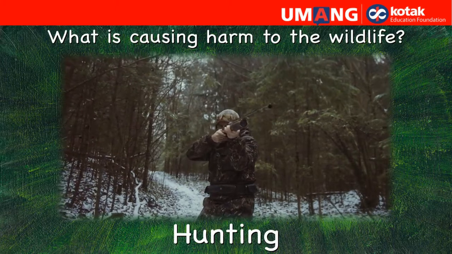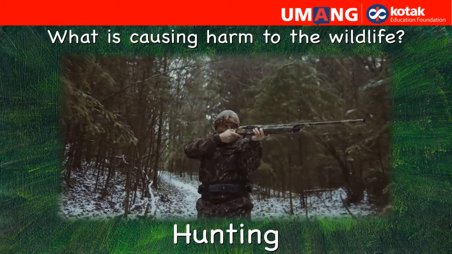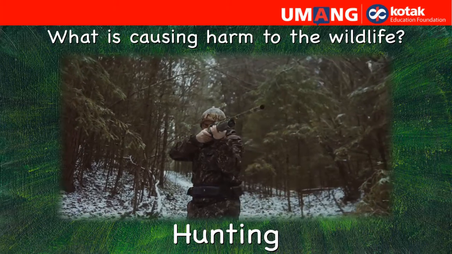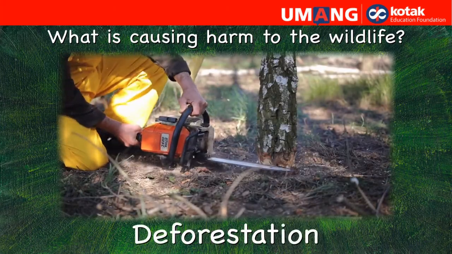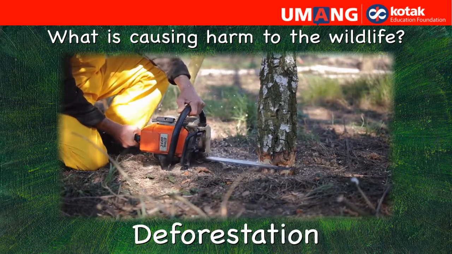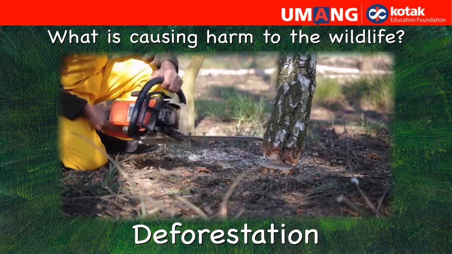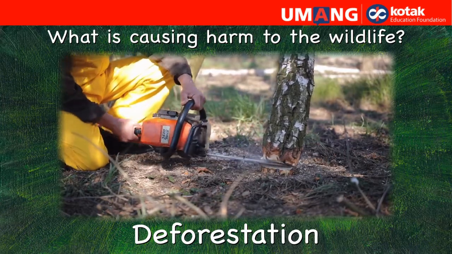What is causing harm to the wildlife? Hunting. Hunting is the killing of wild animals and birds on a large scale by man. Deforestation. Deforestation is the cutting down of trees. When we cut trees, we remove the forest habitat so animals have no place to safely stay.